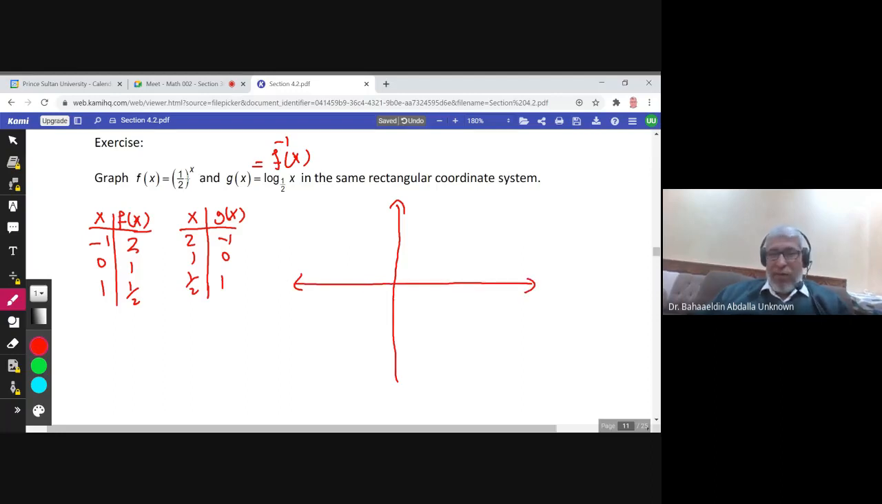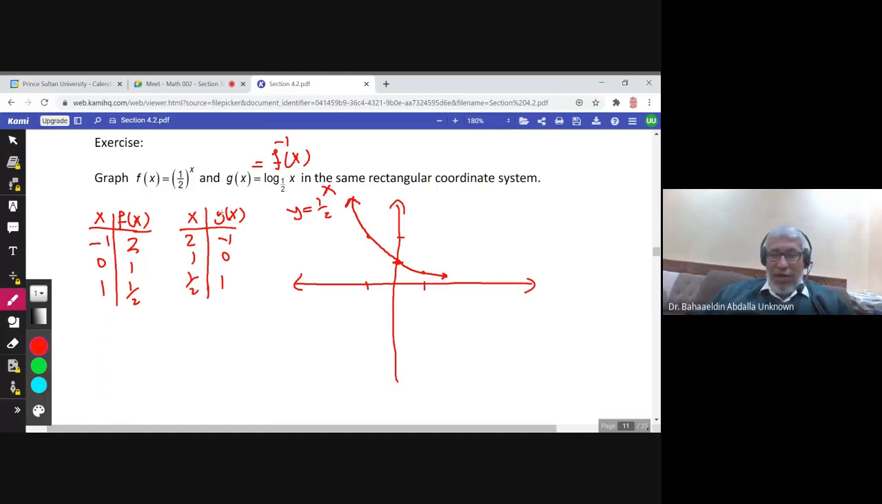Now for the exponential function, at -1, it is 2. At 0, it is 1. At 1, it is half. And the graph, if you remember, like this. This is the graph of y equals half to the power x.